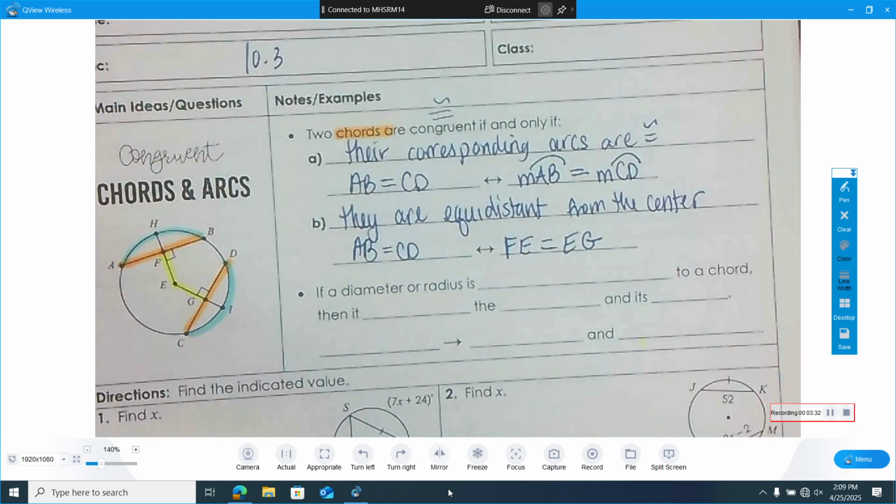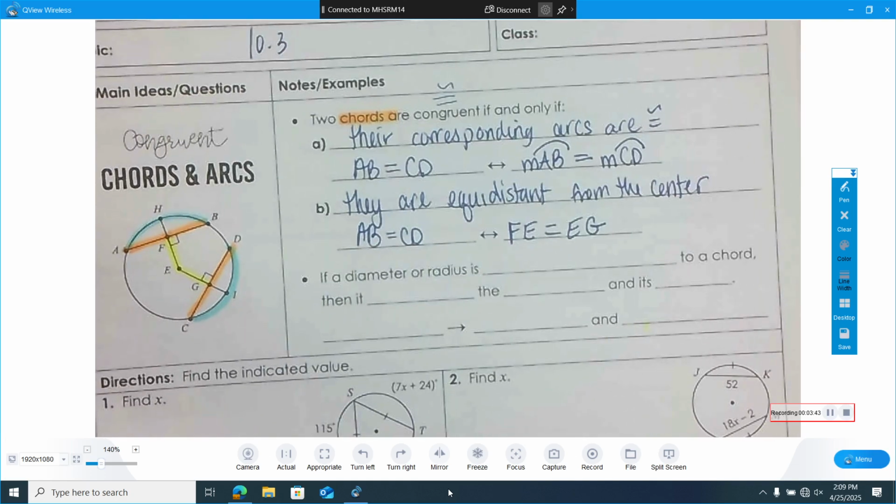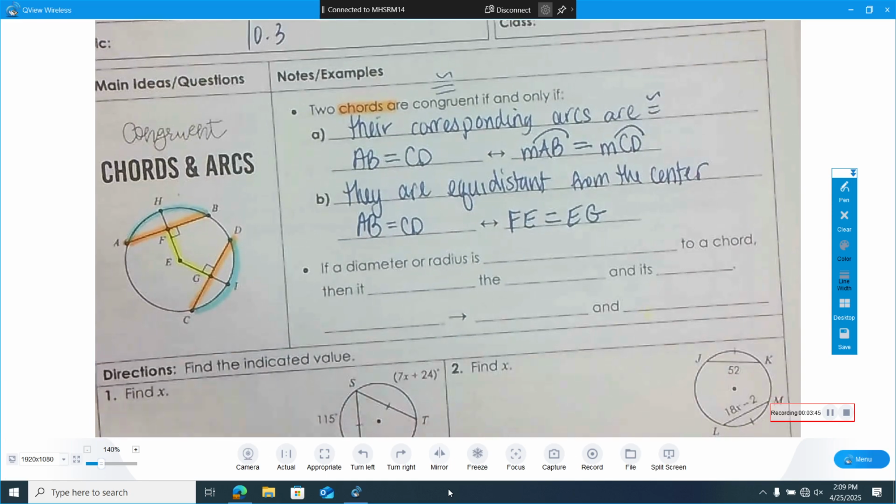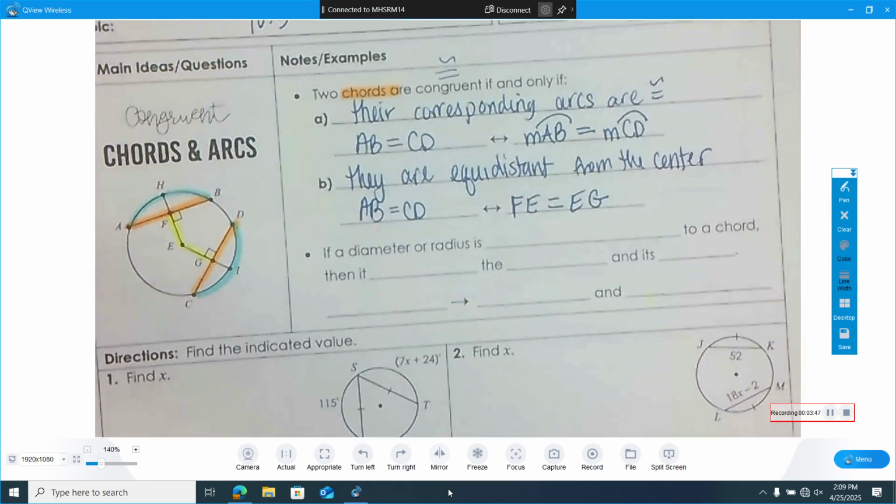Does that make sense to you? If they're the same distance away from the center, isn't that chord the same size as if you go the other way? The same distance, you're going to get the same size chord, okay? So, lots of things that make congruence here.